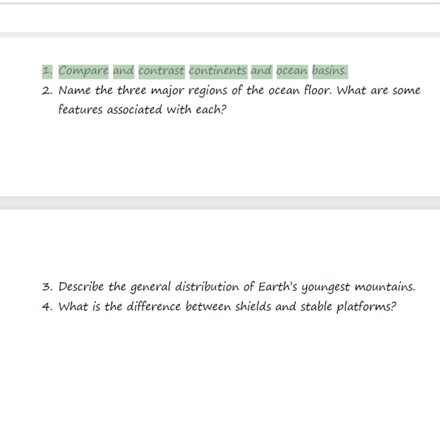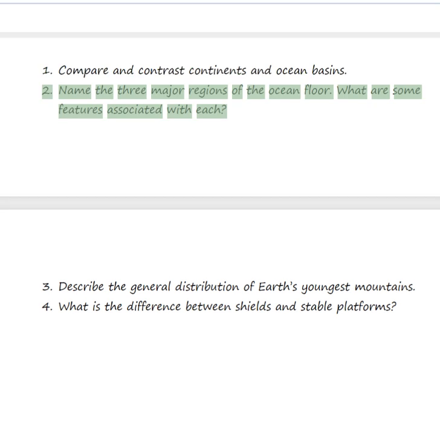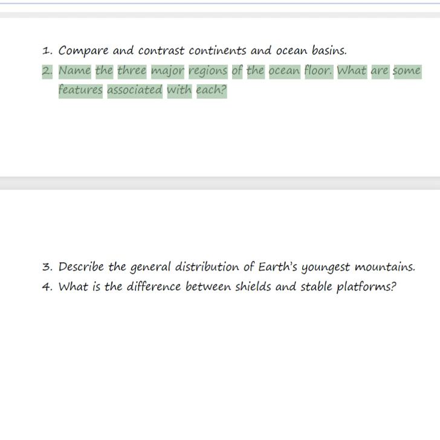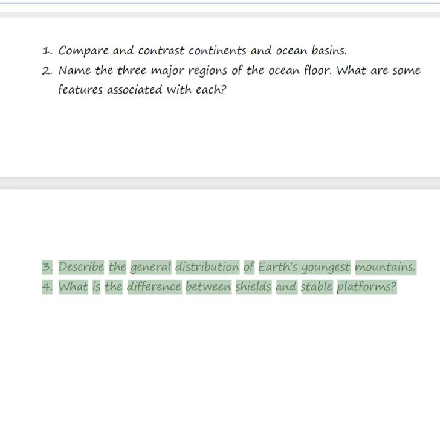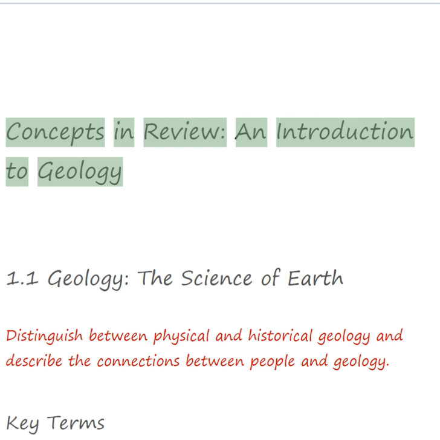Concept checks 1.8. 1. Compare and contrast continents and ocean basins. 2. Name the 3 major regions of the ocean floor. What are some features associated with each? 3. Describe the general distribution of Earth's youngest mountains. 4. What is the difference between shields and stable platforms? Concepts in review, an introduction to geology.